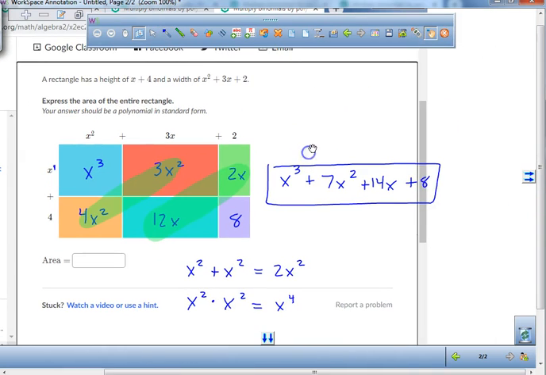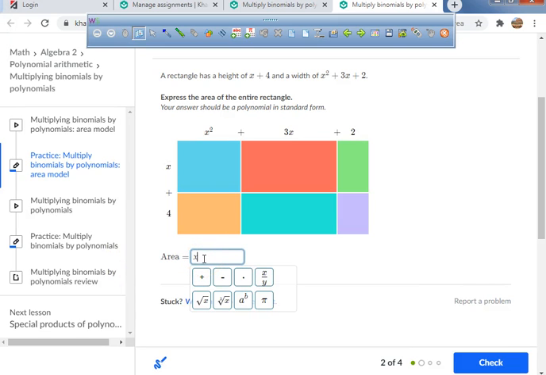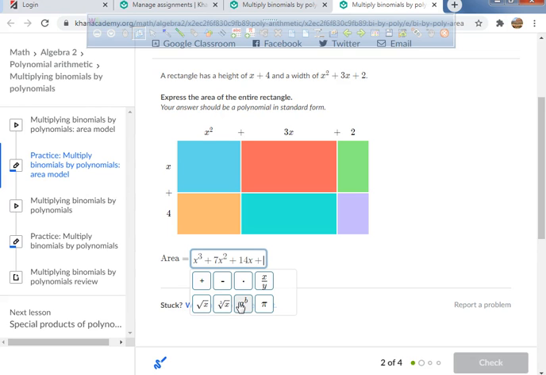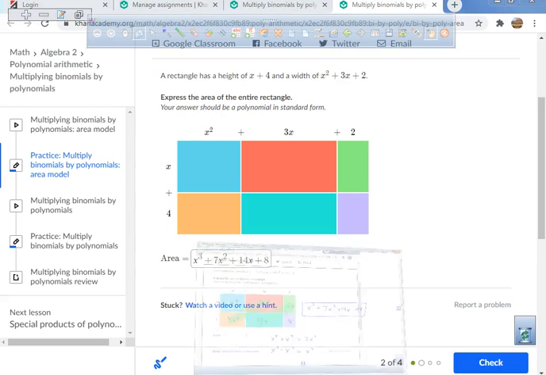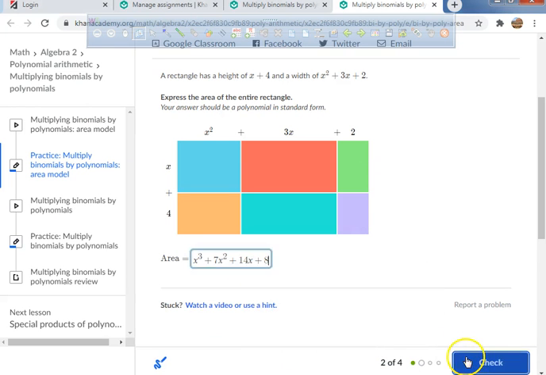Okay? So we're going to type this in, nice and neat. All right, so we had x to the power of 3. Then I believe we had plus 7x squared. And then there was, what is it? Plus 14x, and then plus 8. Okay. So looking back, there we go. Yep, we got everything nice and neat.